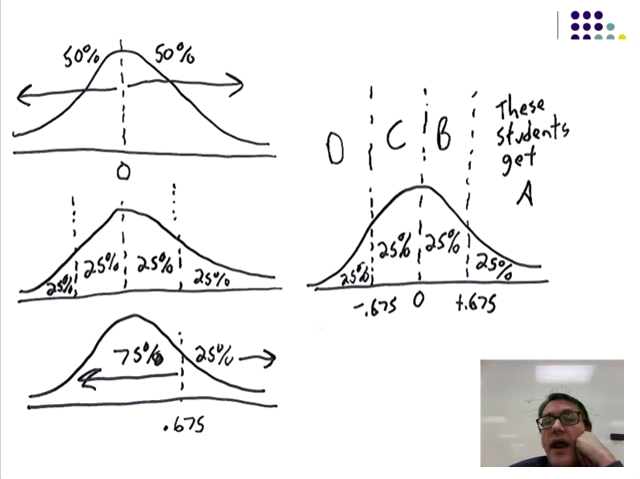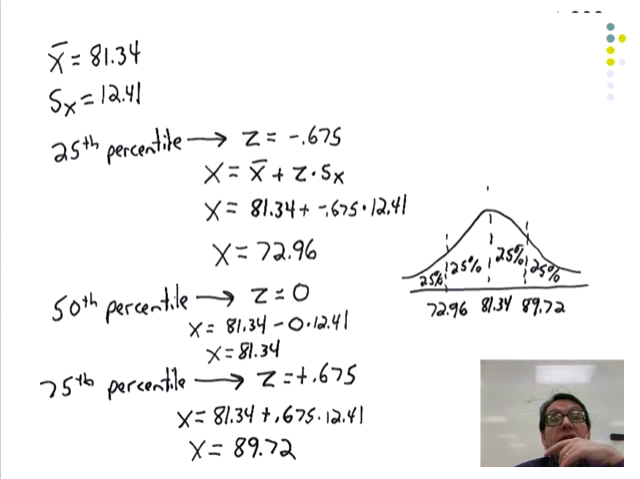So now what I've got is the z-scores that are going to break it up. So in that top group, people are going to get an A, in the second and the third and the fourth, etc. The grades are going to get. So now the question is, what scores should we be using? So we're going to take our equation. Again, top left corner, the known pieces of information. The exam has an average of 81.34 with a standard deviation of 12.41.